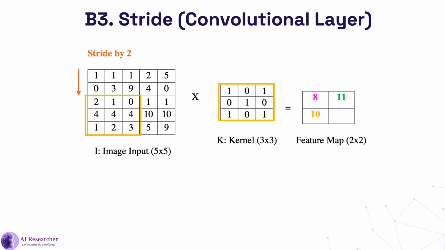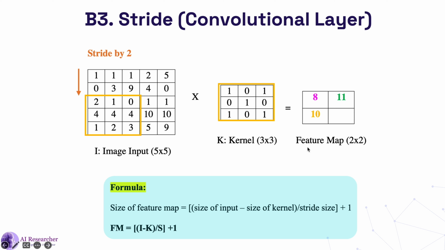Here a stride of 2 is used with a 3x3 kernel on a 5x5 input matrix, and it leads to a reduced 2x2 feature map. And the formula used to calculate the feature map dimension is here. So here I is equal to the input image size, k is the kernel size, and s is the size of the stride, and that's how we can calculate the feature map size.